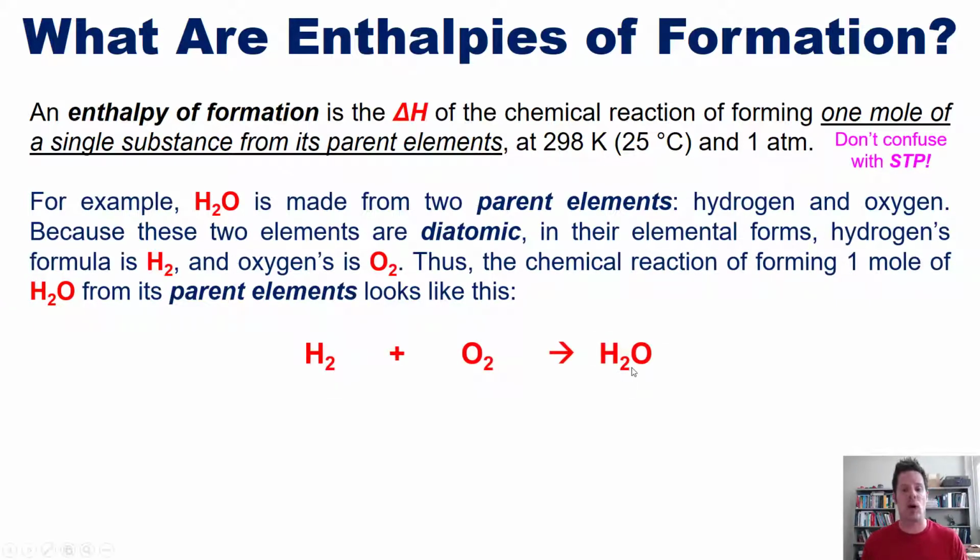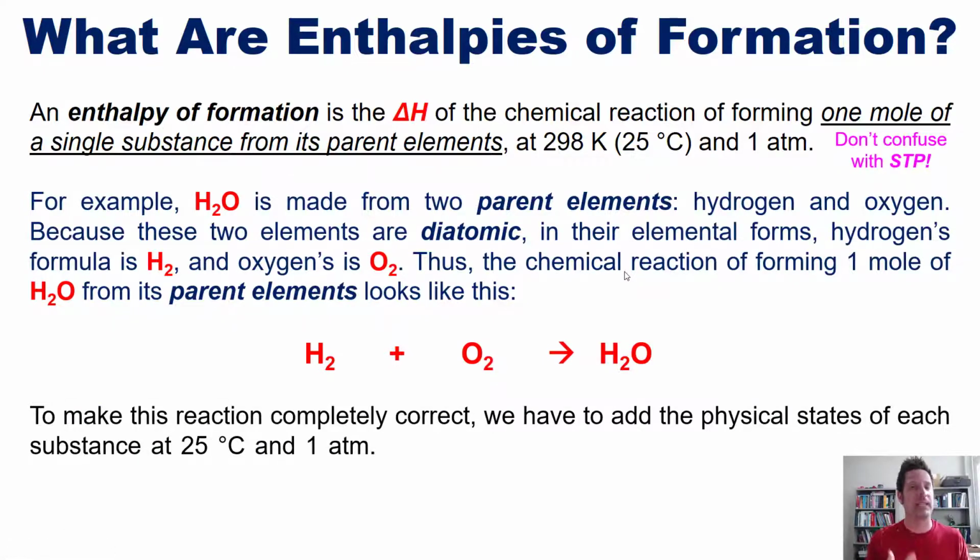You write H2O as a product, and you write H2 and O2, the parent elements in their elemental diatomic states, on the left. Now, to make this reaction be completely correct, we have to add the physical states of each substance at 25 degrees Celsius and 1 atmosphere. This is around room temperature and normal pressure.